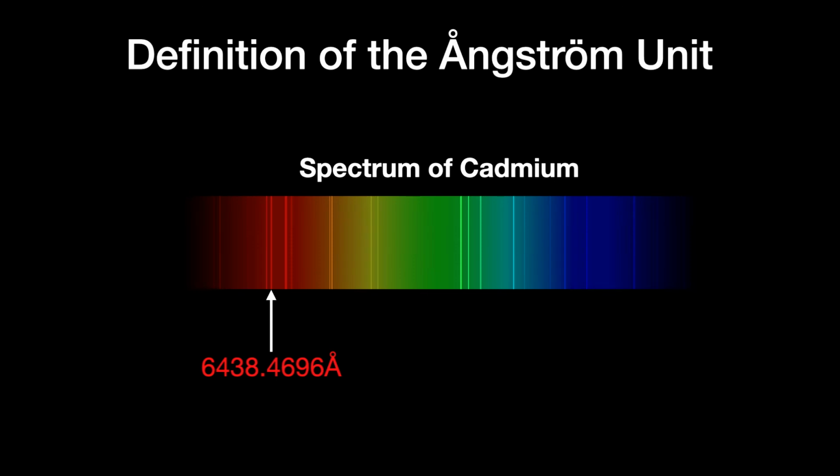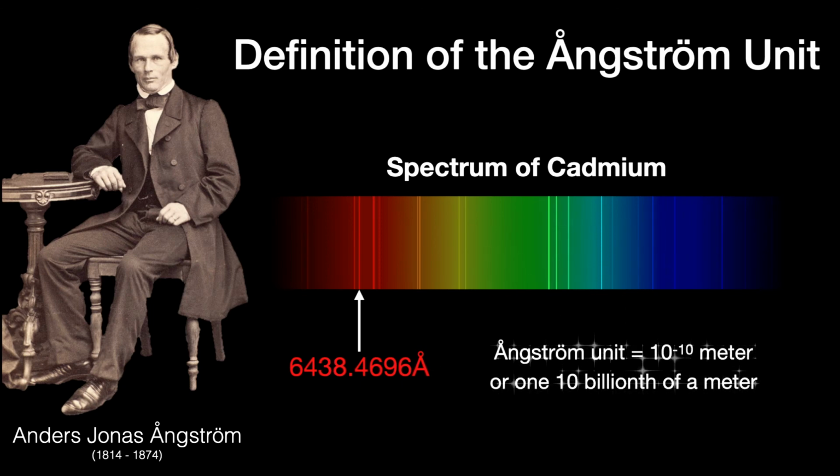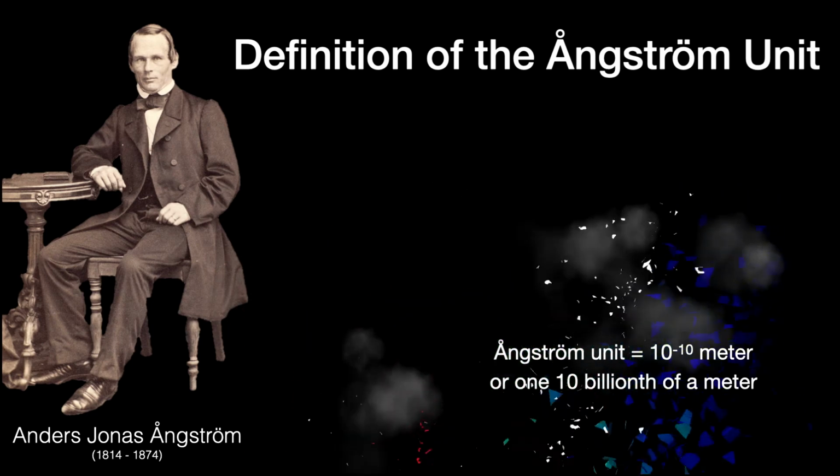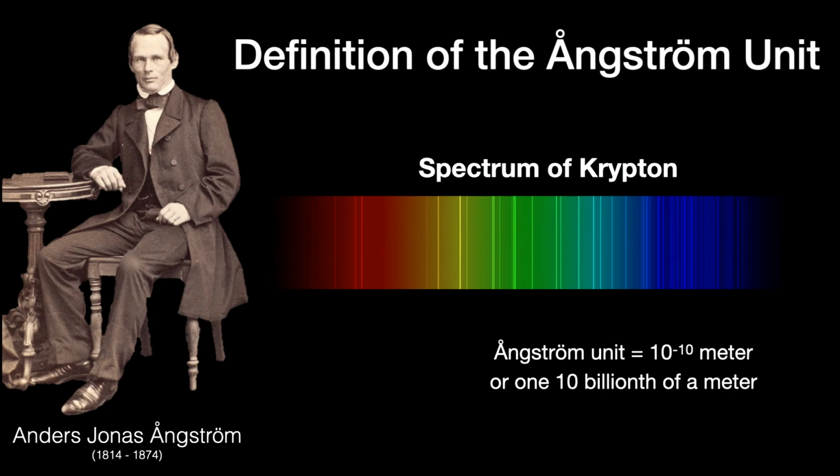By the way, the angstrom unit is named after the Swedish physicist and one of the founders of the science of spectroscopy, Anders Jonas Angstrom. The angstrom unit is 10 to the minus 10th, or 1/10,000,000,000th of a meter, pretty small. However, in 1960, the definition of both the meter and the angstrom were changed to use the element krypton instead. Poor cadmium.